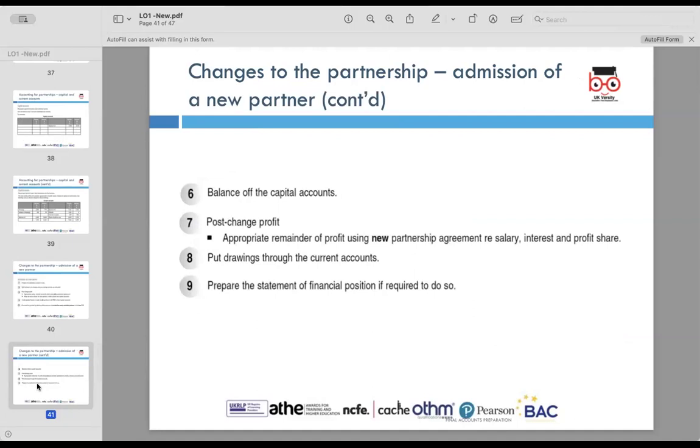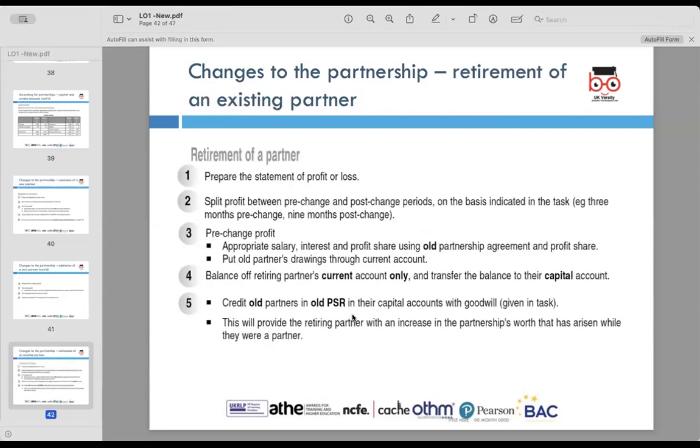After initial adjustments for profit allocations and capital accounts, further steps are taken to finalize the transition and ensure all financial aspects of the partnership are updated and accurately reflected. So, as you can see, balance the capital accounts post changes, appropriate the remainder of profit using the new partnership agreement, including salary, interest, and profit shares, post drawings through the current accounts, and prepare the statement of financial position if required to do so.